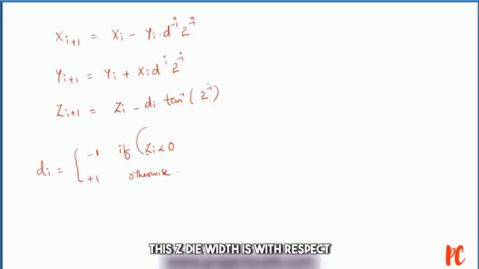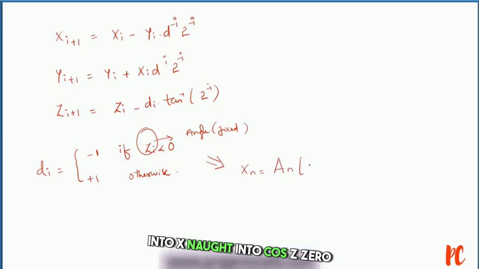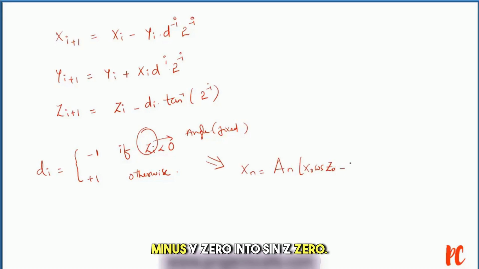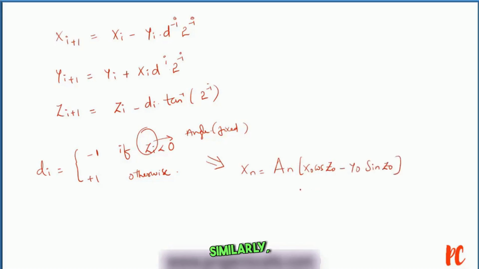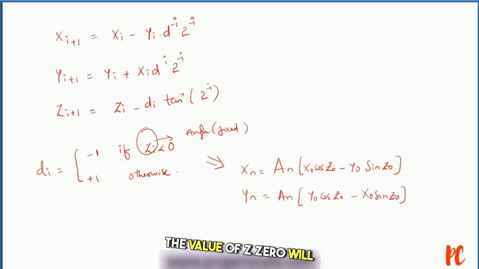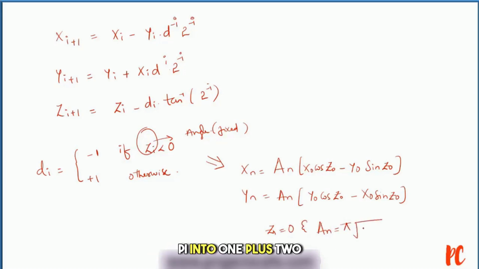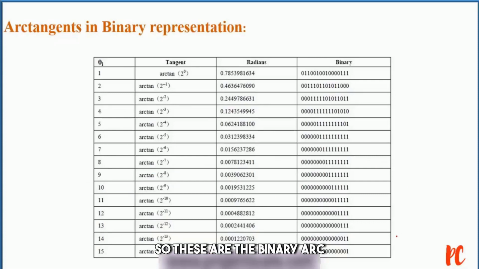Make a point here: this zi is with respect to the angle of rotation, the fixed angle of rotation. Then finally we can express this in the form xn is equal to An into x0 into cos z0 minus y0 into sin z0. Similarly, yn is equal to An into y0 into cos z0 plus x0 into sin z0. And the value of zn will be 0, and An, the common factor with respect to the signal in the mathematical expression, will be the product of square root of 1 plus 2 power minus 2i. So these are the binary arc tangent values.